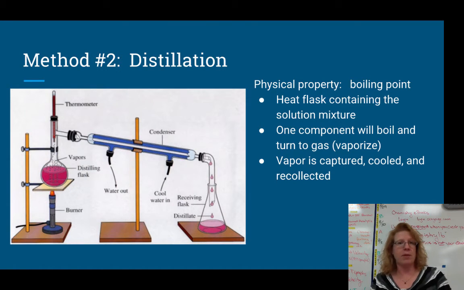So for example, if I did this with salt water, the beaker on the left would have salt water in it, water vapor would lift up, travel through the condenser tube, and then just pure water is going to drip down the other side. All of the salt will be left behind in the original container.